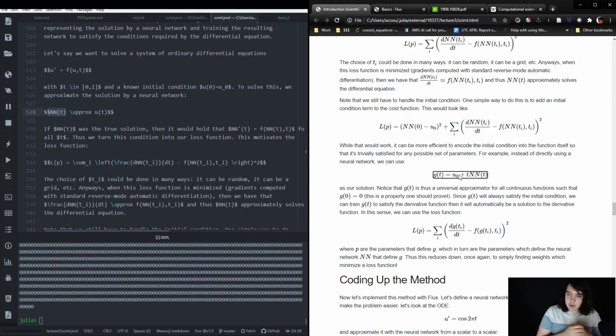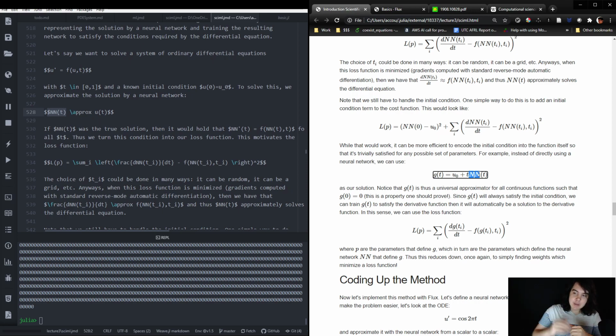You have to prove that this is a universal approximator. I'm not going to prove it here, but you can see how it's going to have that property. If you plug in 0 for t in g of t, you get u0. If you plug in any other t, then you have a neural network that can change it around. And if a neural network can approximate any function, then g of t can be anything it wants as long as it's not at 0. So this gives us this structural property that if we use g of t instead of the neural network directly, then we have something that always satisfies the initial condition.